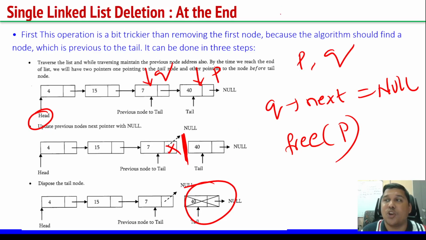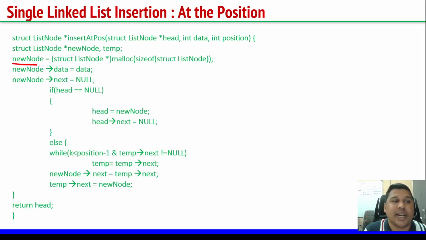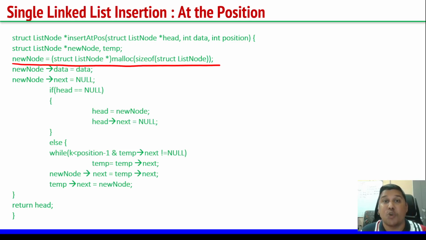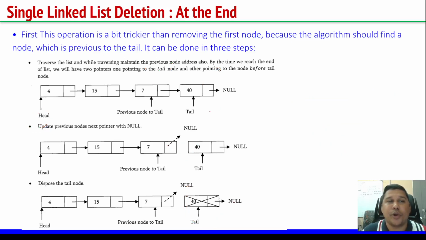Once you are creating a new block, what are you doing to create a new block? See, you are writing this statement, right? New node equal to malloc. You are allocating memory. You are creating a new memory location using the malloc function. So that's why using the free function you have to delete this block, so that the element is deleted. Is it clear? I hope you understood how to delete an element at the end.